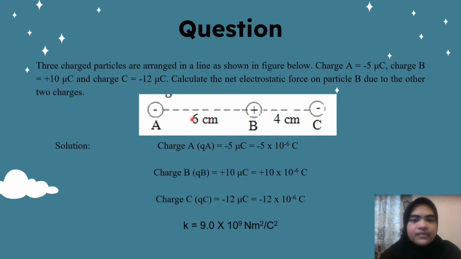So the first step to solve this question is by changing the unit of microcoulomb to coulomb only. So we need to use the prefix of negative 6 to replace the micro unit. We need to do that on charge A, charge B, and charge C, and use the value of the Coulomb constant K, which is this value below.